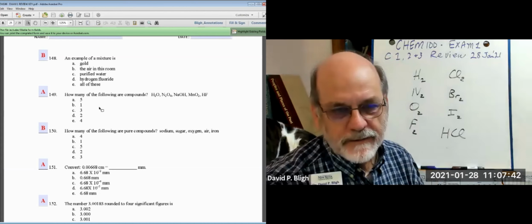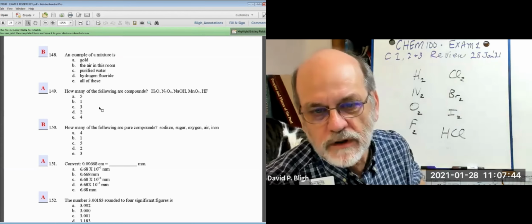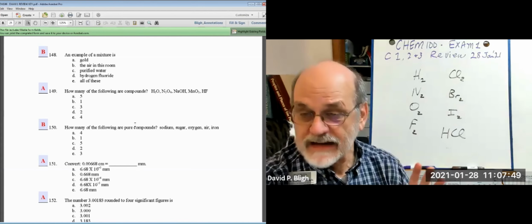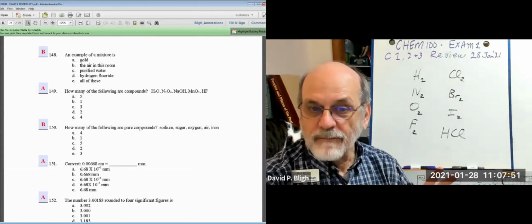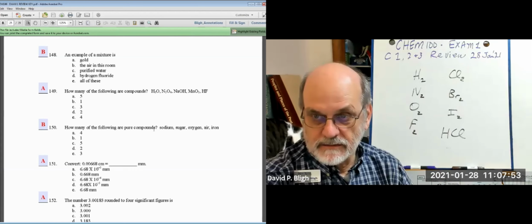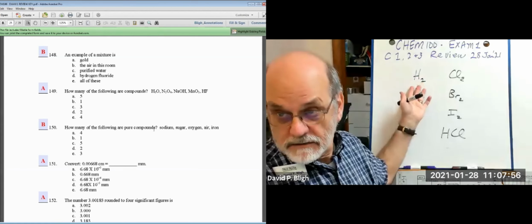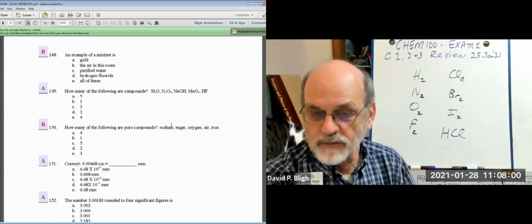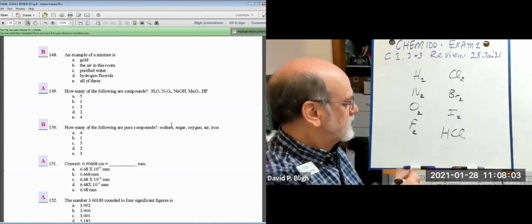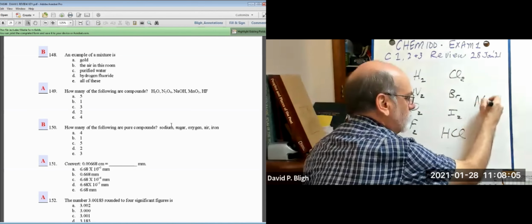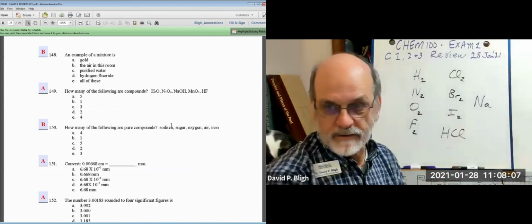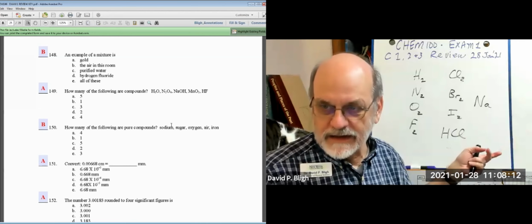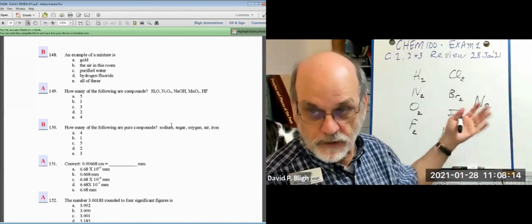How about 150? How many of the following are pure compounds? Okay, so test taking technique. Compound, you eliminate elements, even the diatomic elements. Sodium is an element, right? You know that one because you've memorized the symbol. Now there's no S in that because why? Because sodium is derived from the Latin natrum.